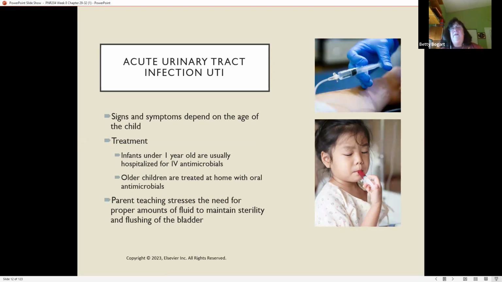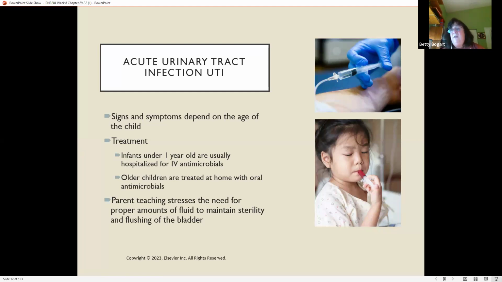Now, what is the kid going to look like? Well, an infant can't really tell you. The only thing you could see is maybe a fever if they got it, and maybe the smell of the urine. Older children, you're going to see maybe that frequency, that urgency, and maybe the color, or of course, even the smell you might see.